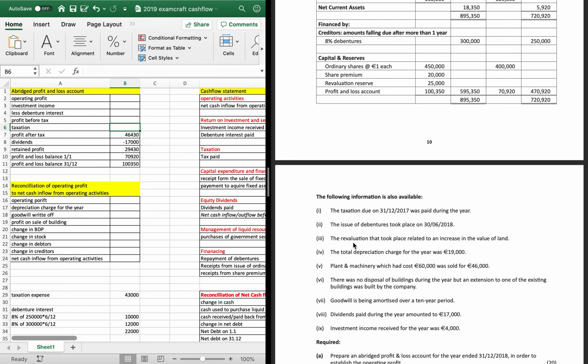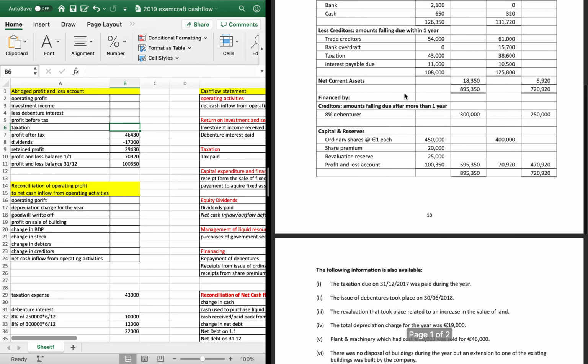Taxation. Now, remember we worked out the taxation expense is 43,000 because it's through that we paid what was due at the end of the year, which means we haven't paid anything to do with this year, which means that must be what this year's expense is. So some number minus 43 is 46 thousand. So add that up. So that's 89,430.